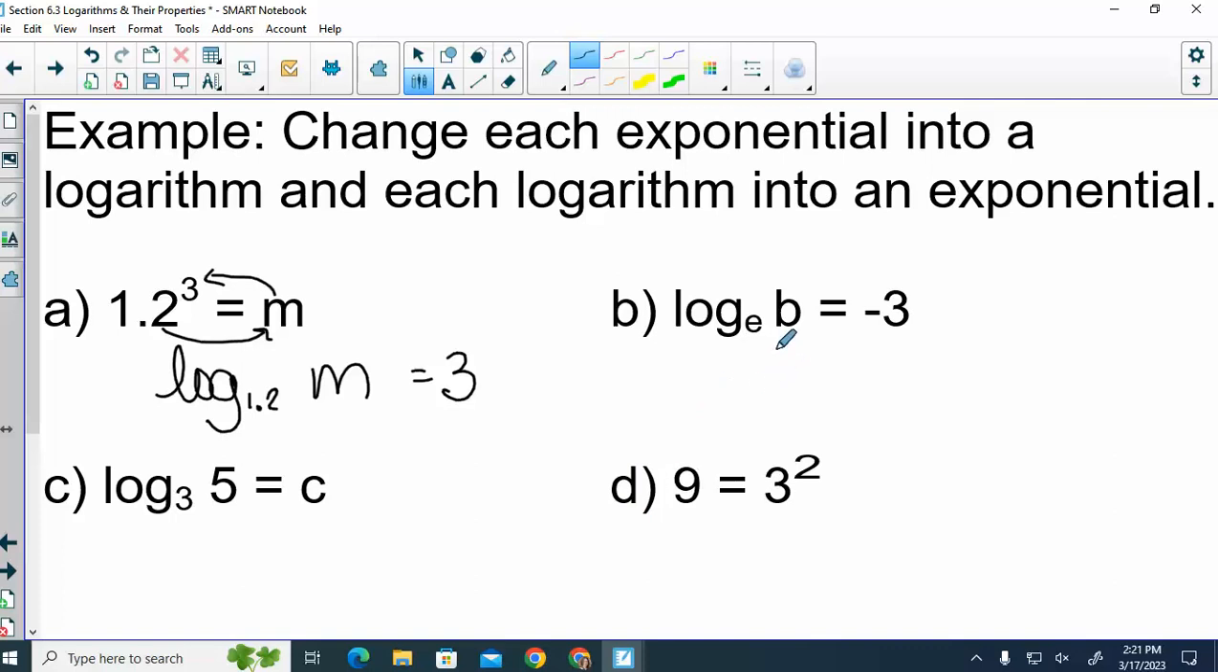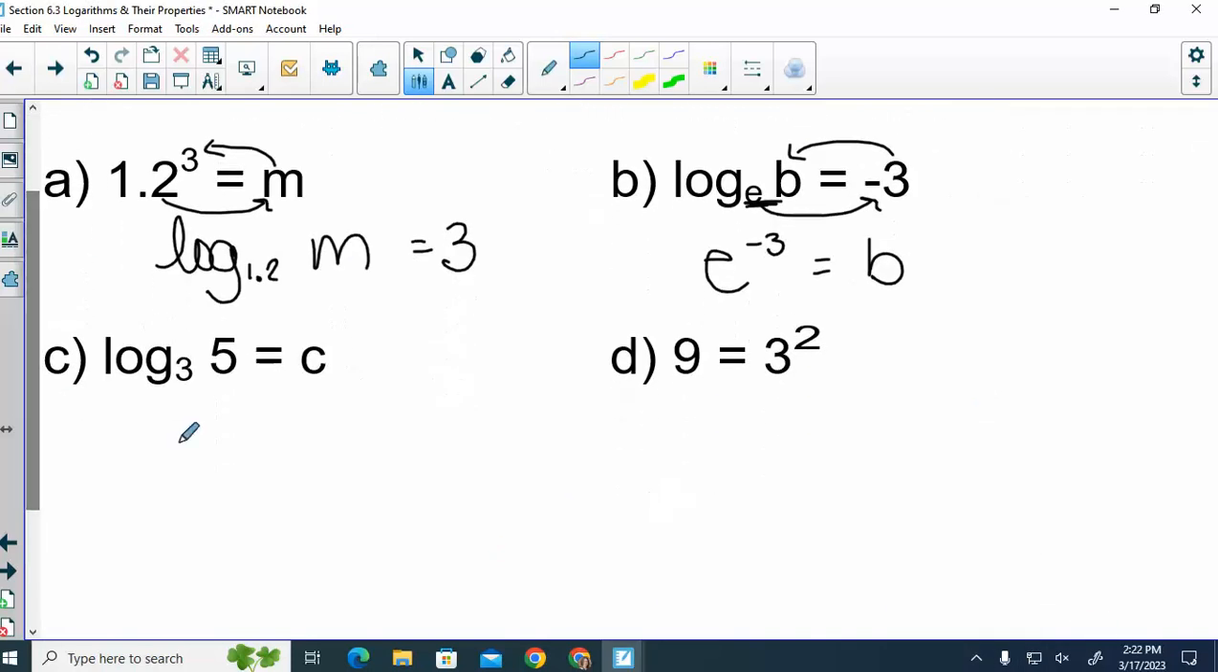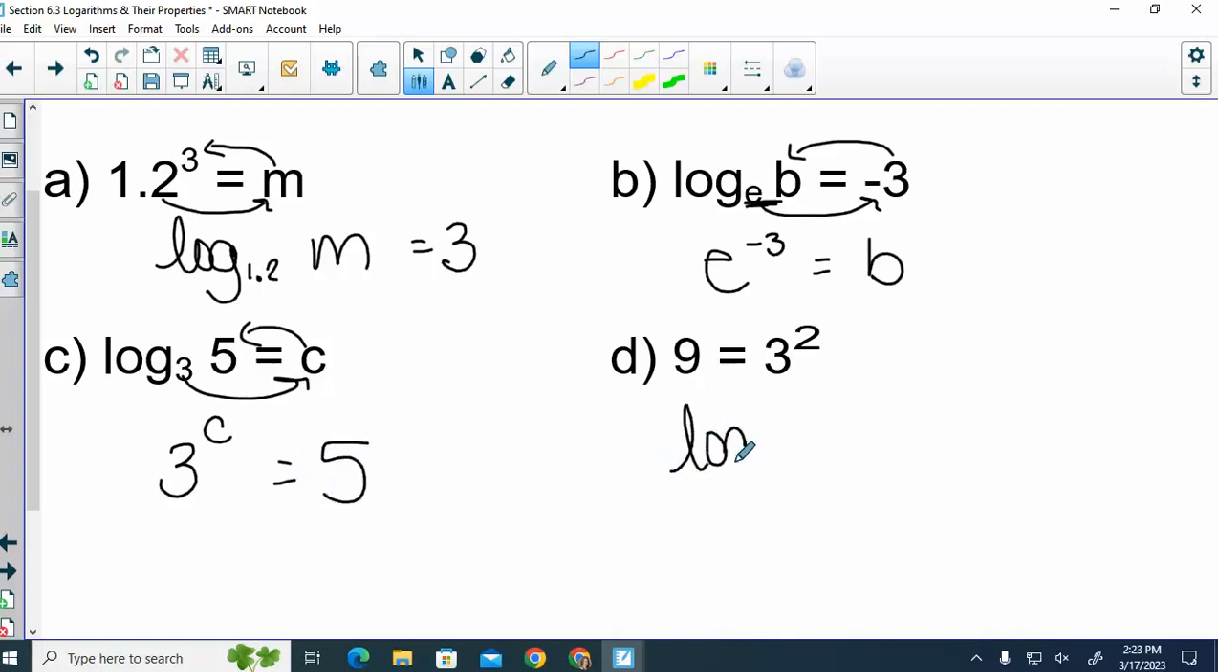If I wanted to write this one in exponential form, you start with the base. So the base is e to the negative third power equals b. You try C and D. So what's the answer to C? 3c equals 5, so 3 to the c power equals 5. And D? Log base 3 of g equals 2.